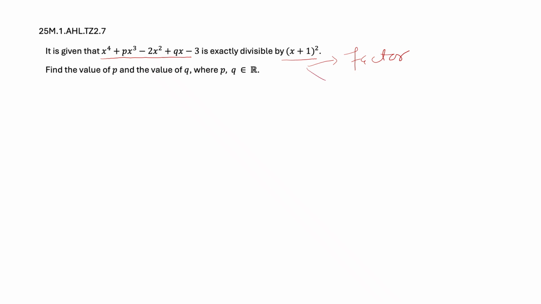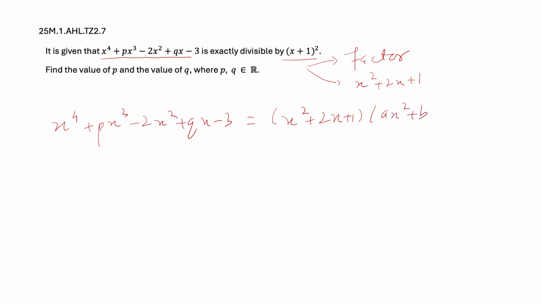We can also write this as x square plus 2x plus 1. Now, when we are writing this equation, we can write it like this also, where one factor is x square plus 2x plus 1 and another factor we can take as any other quadratic equation where we will be finding out the a, b and c values.